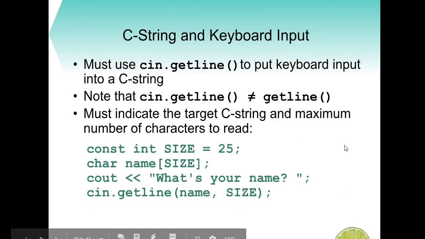Keyboard input. You must use cin.getline to put keyboard input into a C string. cin.getline is not the same as just getline. You must indicate the target C string, the character array that you declared, and the maximum number of characters to read. Sometimes you want to do this because you want to know that you are reading in exactly 25 characters or exactly 10 characters, because you want to also then format your output.